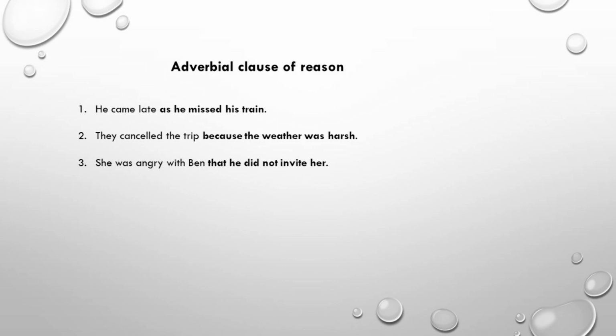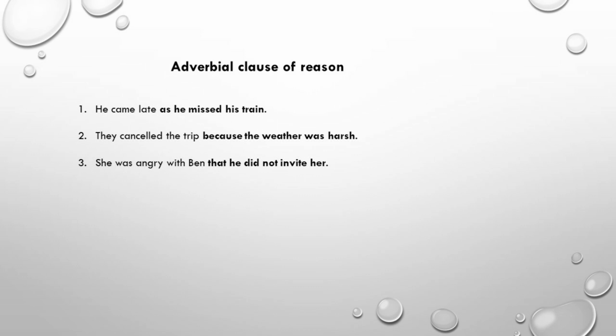Look at these examples. He came late as he missed his train. He came late why? If I ask this question the answer will be "as he missed his train". This is an example of a subordinate clause and it is modifying the verb came. That's why this is an adverbial clause of reason. The second one, they cancelled the trip because the weather was harsh. In the sentence, "because the weather was harsh" அப்படிங்கிறது "they cancelled the trip why" அப்படிங்கிறதுக்கு ஆன்சரா வருது. And this is an example of subordinate clause as well which is modifying the verb cancelled. They cancelled the trip அப்படிங்கிறதுக்கு காரணம் சொல்றதுக்கு தான் இந்த clause நம்ம யூஸ் பண்றோம். That is why this is also an adverbial clause of reason.